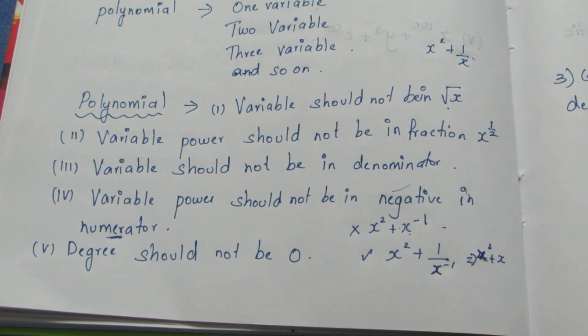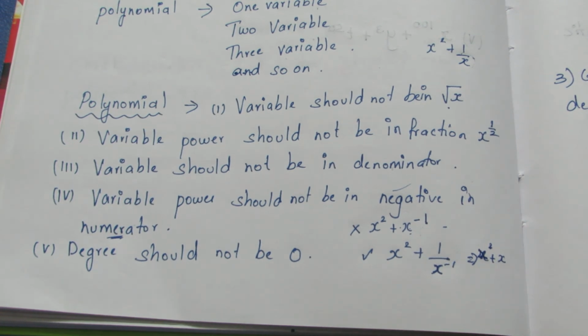Next point, degree should not be 0. If degree is 0, then it will be a constant term. A constant term won't be considered a polynomial. Though it's called a constant polynomial, we don't consider it to be a polynomial. So degree should not be 0.